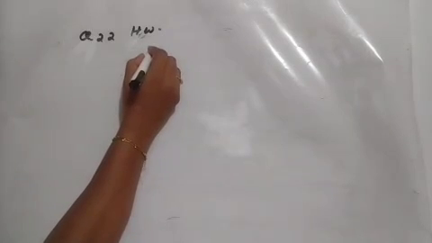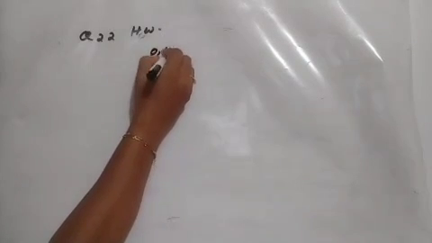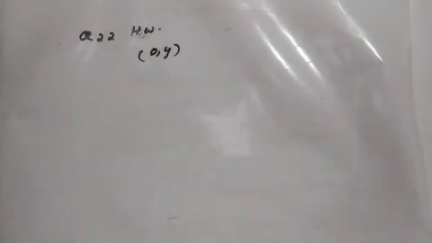Do question 22 as homework. Here it is intercepted by the y-axis. Can you say what is the general coordinate of a point on the y-axis? It is 0, y. Remember this. And equate the x coordinate to find the ratio. Then substitute it in the section formula to find the y coordinate also. Okay. Now let us solve the 26th problem.